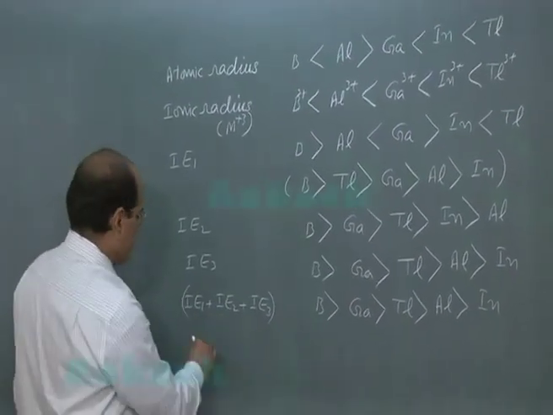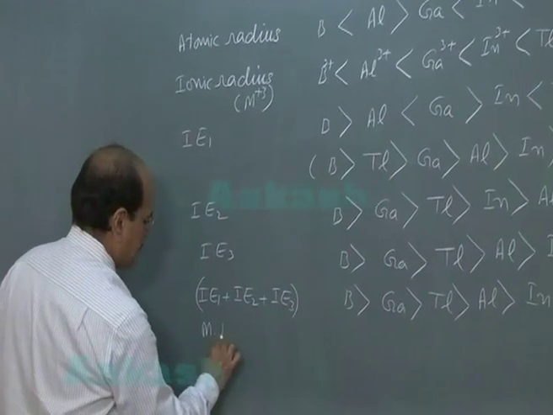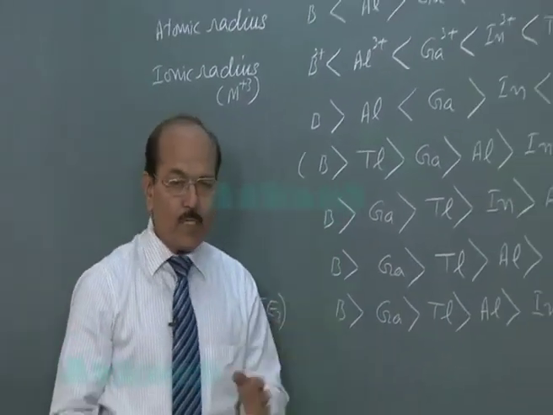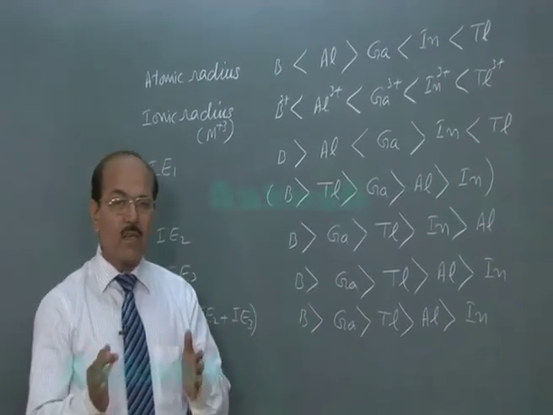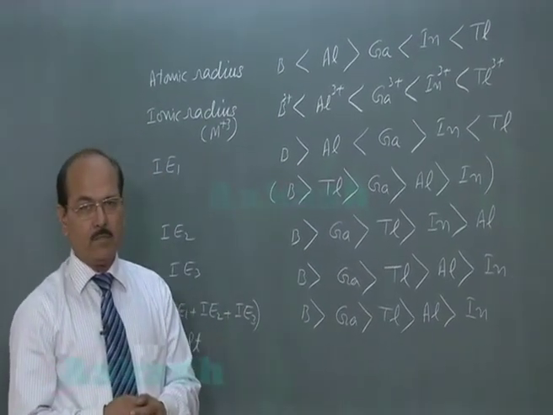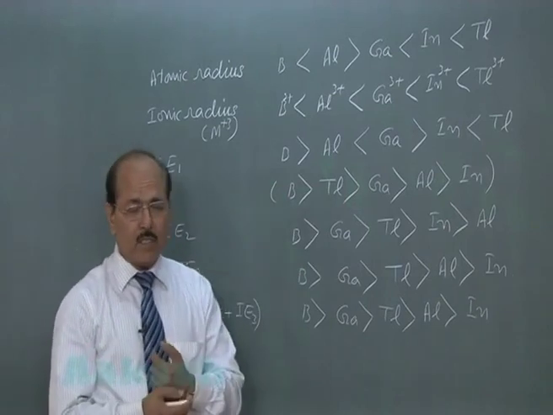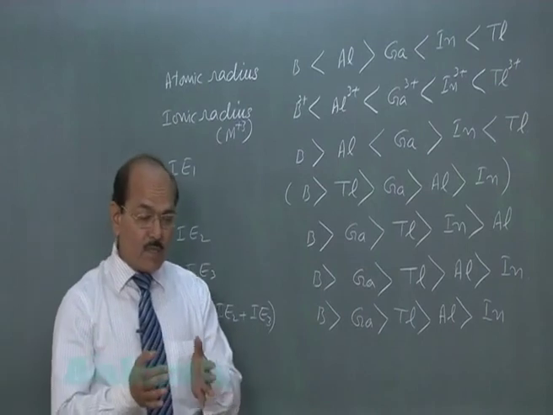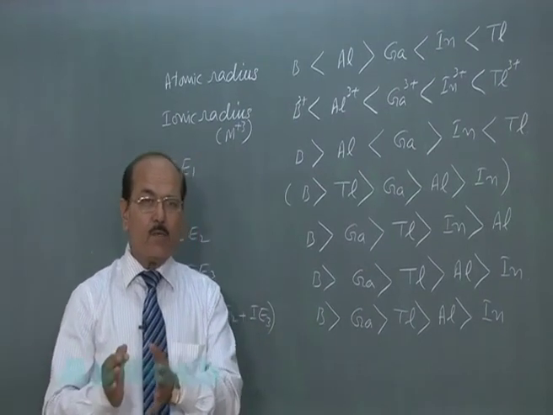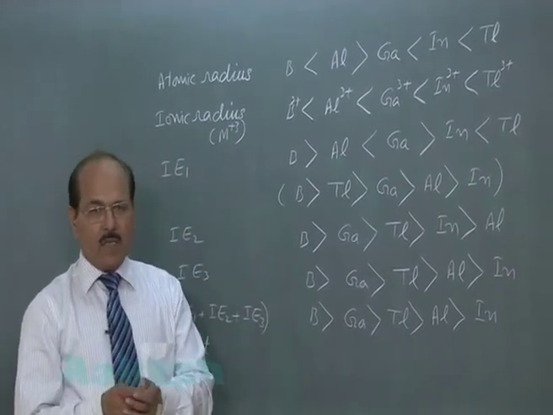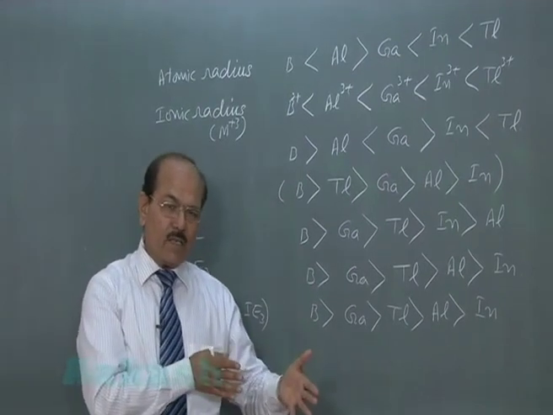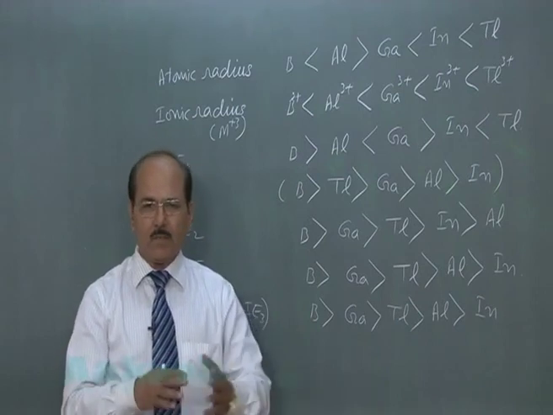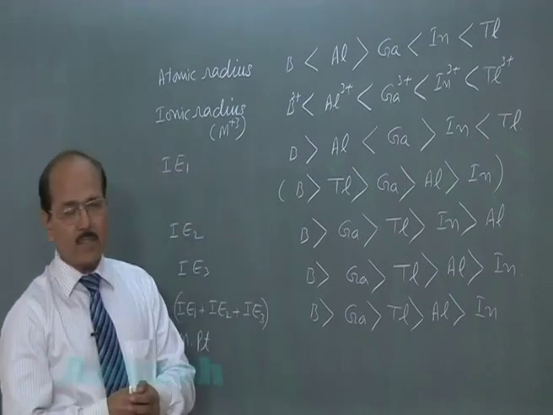Now we come to melting point. Of group 13 elements, boron has the highest melting point and gallium has the lowest melting point. Boron has the highest melting point because of its peculiar structure. Gallium has the lowest melting point again because of its different structure. It's different from the rest of the elements of group 13.